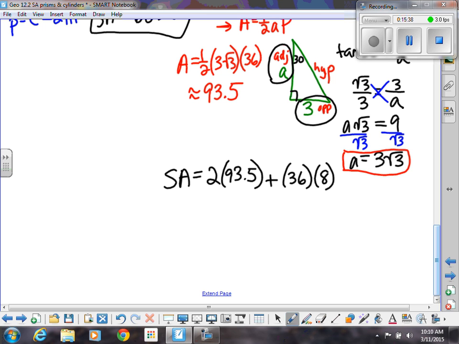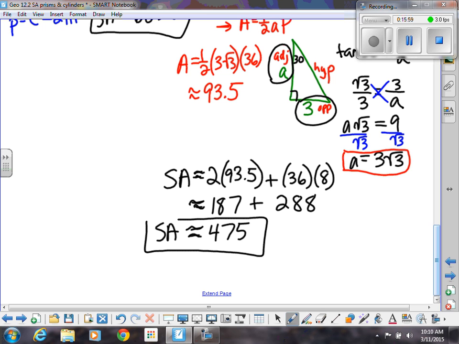So I'm going to get 187 here and 288 right there, and I'm going to add those two together, and I'm getting 475. And so this is a rounded value. So I'm probably going to put these squiggle ones since that's rounded. Okay, so my surface area is 475 meters cubed. All right, so that's how we do surface area of prisms and cylinders, and we'll do more practice in class.